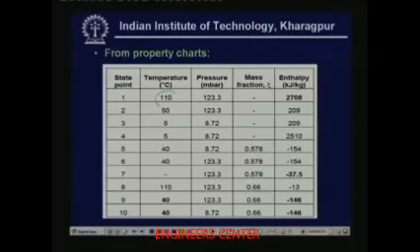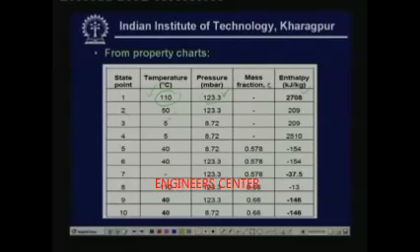Point 1 is at the exit of the generator, and this is pure refrigerant vapor. At this point we know the pressure, because this pressure is nothing but the saturation pressure corresponding to the condensing temperature, which is equal to 50 degrees. So the pressure is known to us and the temperature is known to us. From this we have found the enthalpy.